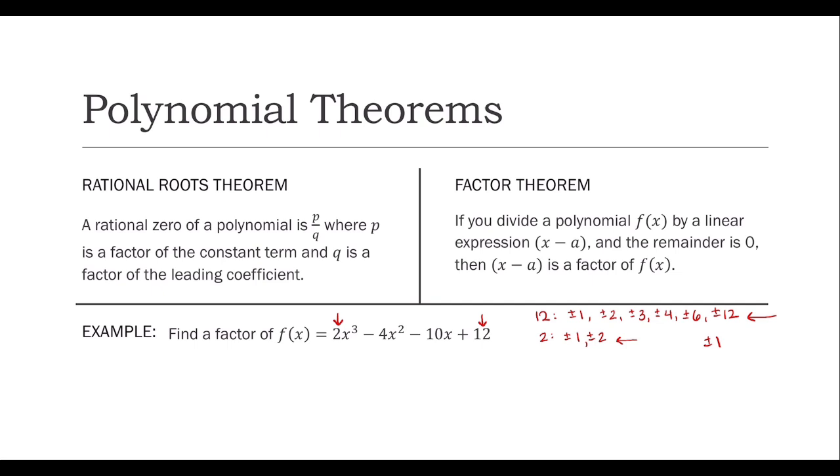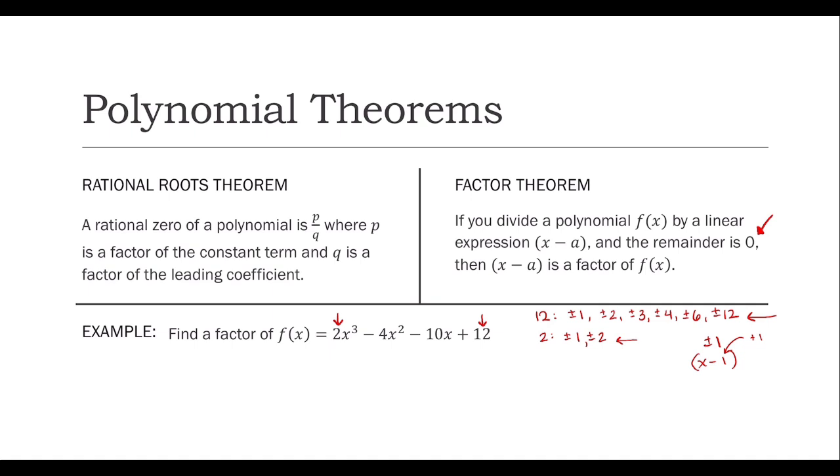Our factor theorem says if you divide a polynomial f of x by a linear expression x minus a and the remainder is 0, then x minus a is a factor of f of x. So when you get a remainder of 0, then you know that your x minus a is one of the factors. We'll try this example, and we'll start with a factor of x minus 1. So our a value will be positive 1.